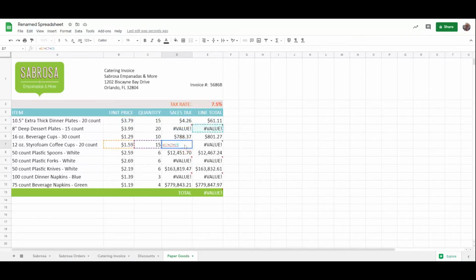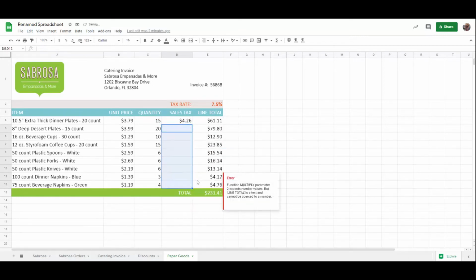But as we keep going down, over 2, over 1, and then over and up, this is not keeping it consistent with getting the tax. For example, buying 6 containers of plastic spoons at $2.59 is not going to be $12,451. That is not true. So I'm going to delete all of that.